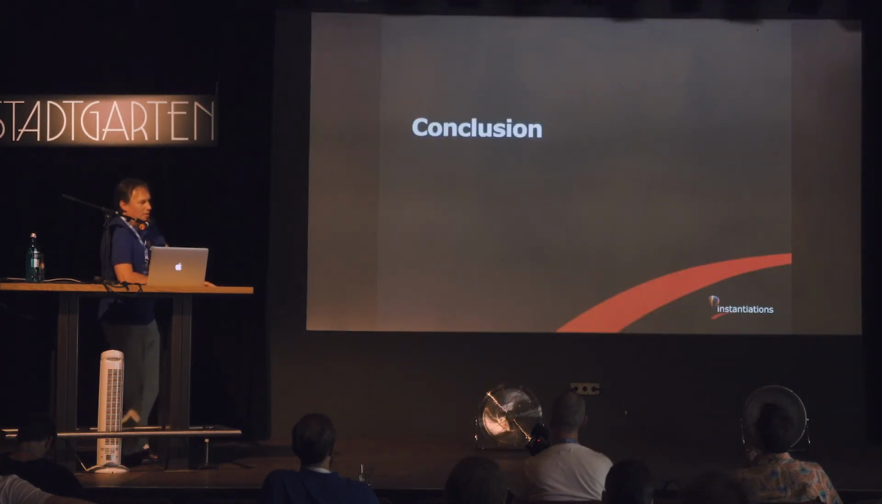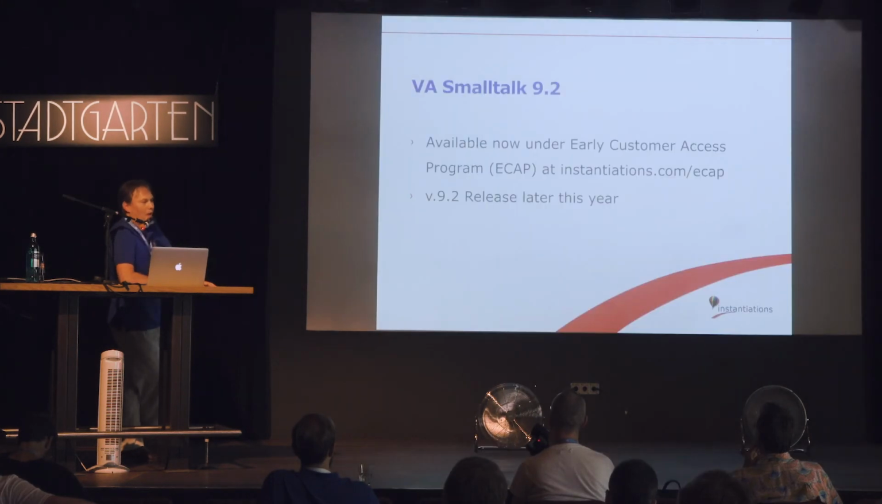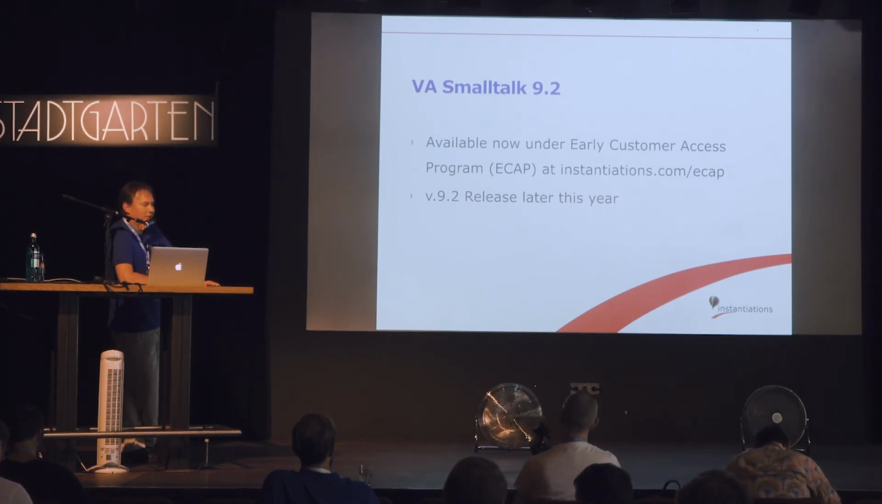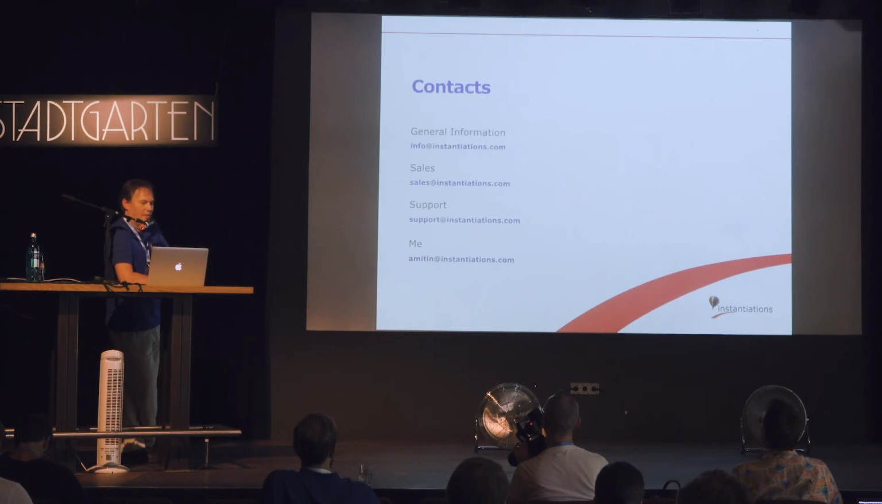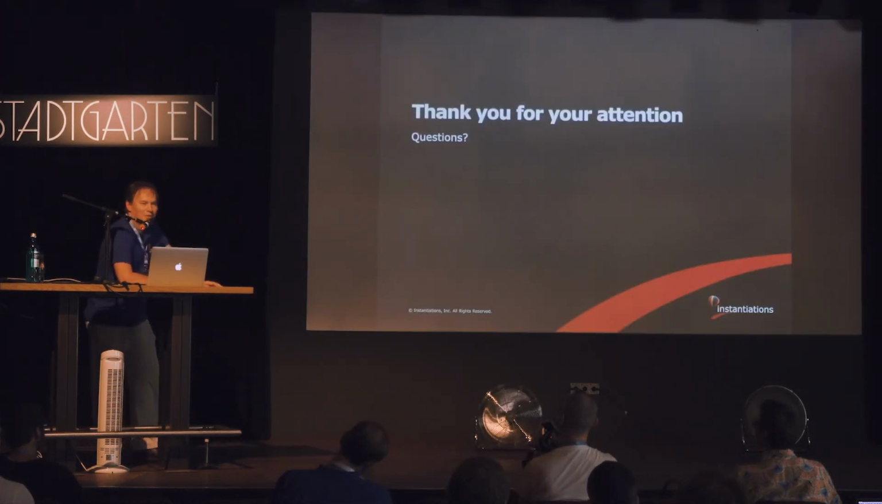So, conclusion: our new VA Smalltalk release 9.2 is currently available in the early customer access program, ECAP, at instantiations.com/ECAP. The release is upcoming in a few weeks. We're still testing. So contacts, can you see them? Thank you for your attention. Questions, anyone?